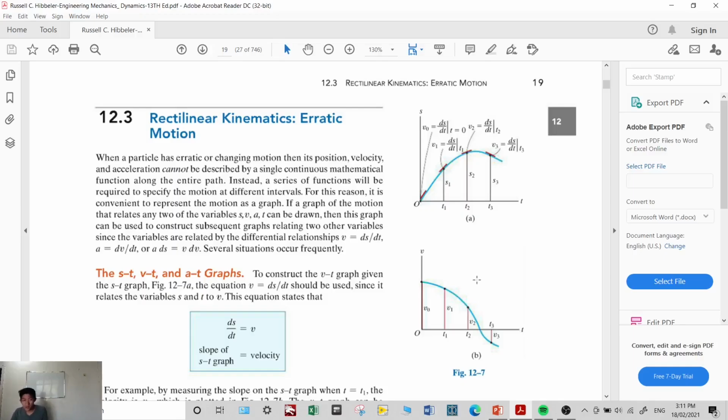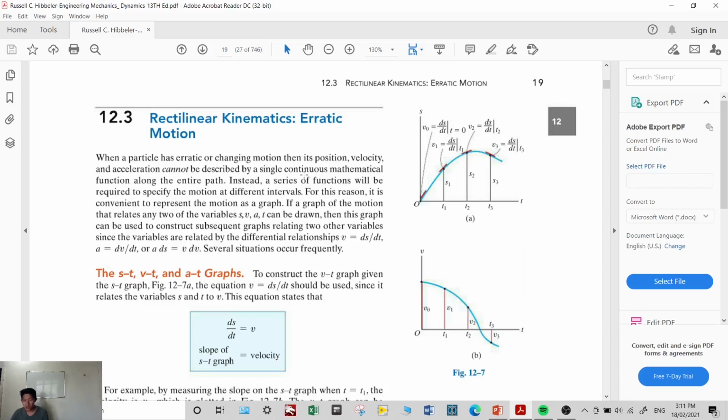Today we will continue our discussion about rectilinear kinematics, and in our previous lecture we discussed continuous motion. Today we will learn about erratic motion, or those motions that are changing. This topic is more applicable in real life situations. So what are we going to discuss for today's lecture?